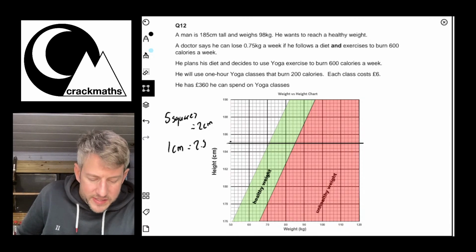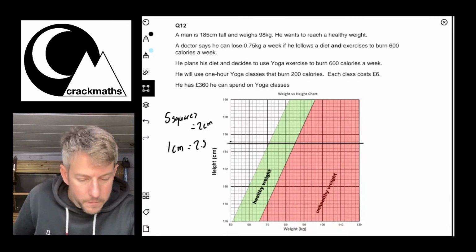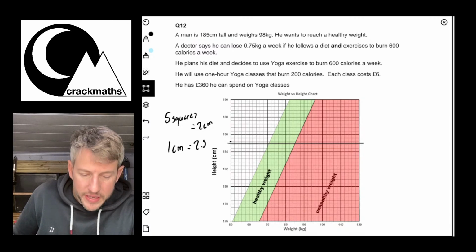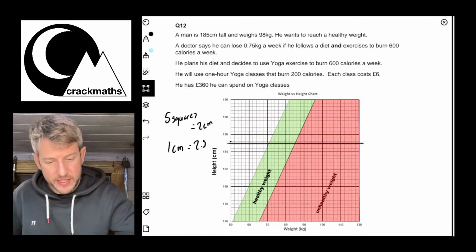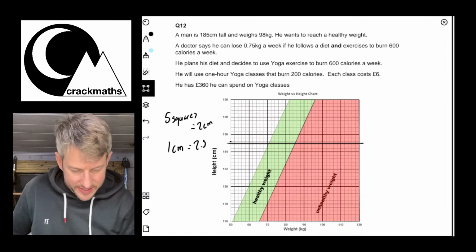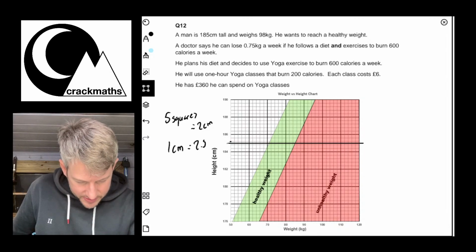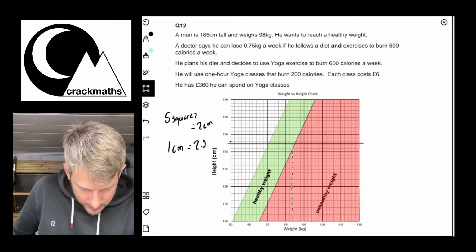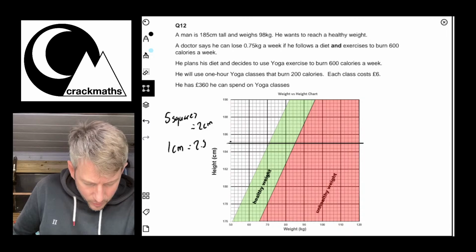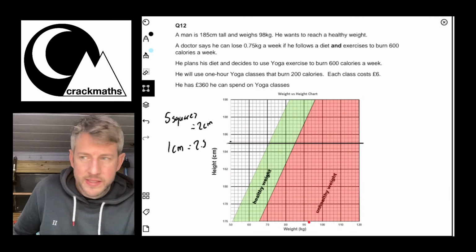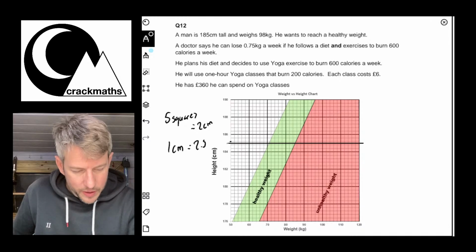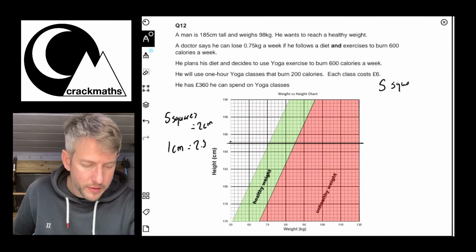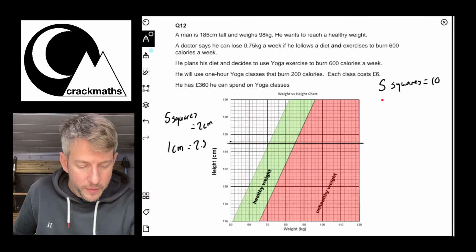I'm guessing we're using this to work out the healthy weight. So does he have enough money to get to a healthy weight? That's what he's saying. He's got £360 to spend on yoga classes. Can he get to a healthy weight? So he needs to get to, if we're going to assume that he's just on the cut, well, let's go here. So this looks like 80. Oh, so here we've got 5 squares representing 10. So if we've got 5 squares equals 10, then 1 square equals 2.